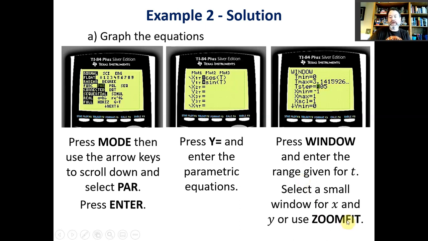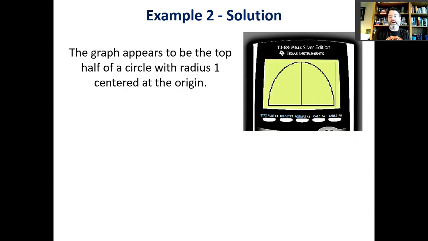And then I used zoom fit. If you already know the size of the graph, you can just type it in. If you don't know the size of the graph, go to zoom fit. Right, we saw that earlier in the class, how to use zoom fit. And then I usually just back off the window a little bit. So when I did this graph, I actually got a really nice graph. It looked like this. So I didn't need to change anything. And you get the top half of a circle with radius 1 centered at the origin.